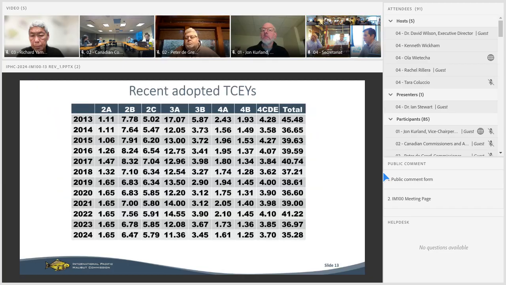In addition, for background material for decision making, this table reflects the recent adopted TCEYs going back to 2013. There's a lot here, but you can track how the TCEYs have evolved in each of the regulatory areas as well as coast-wide. Again, these are the adopted TCEYs that were set by the Commission for each of these years.